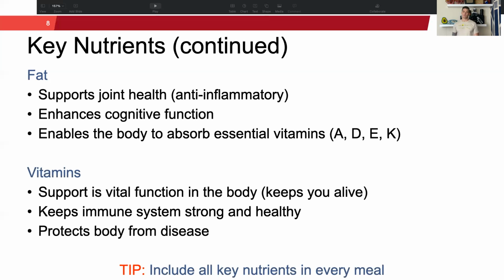So my tip then, when you're talking optimal nutrition, is to try and include all of these nutrients that I've just spoke about, fats, vitamins, carbohydrates, and protein in every meal. And we'll get onto that, and I'll tell you a bit more about that on the next.